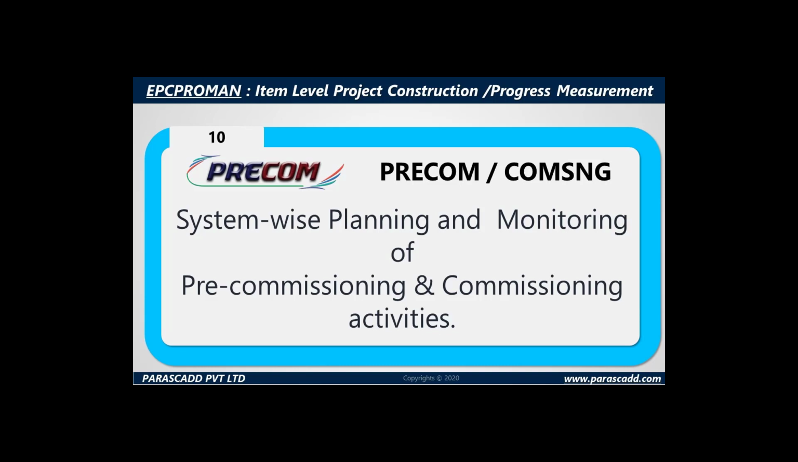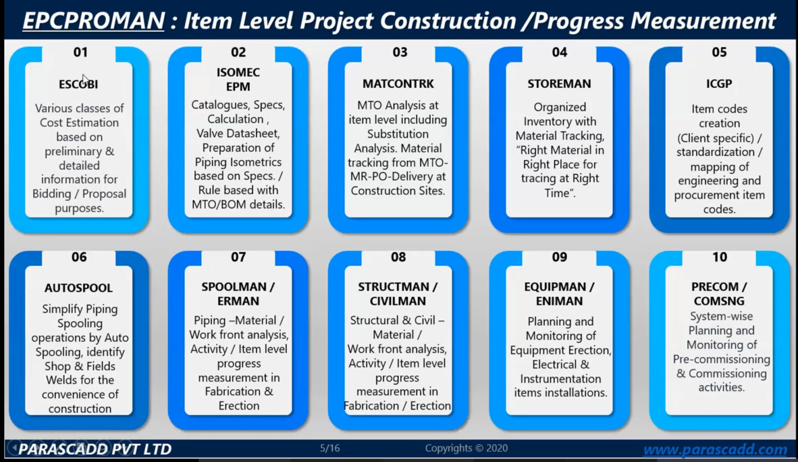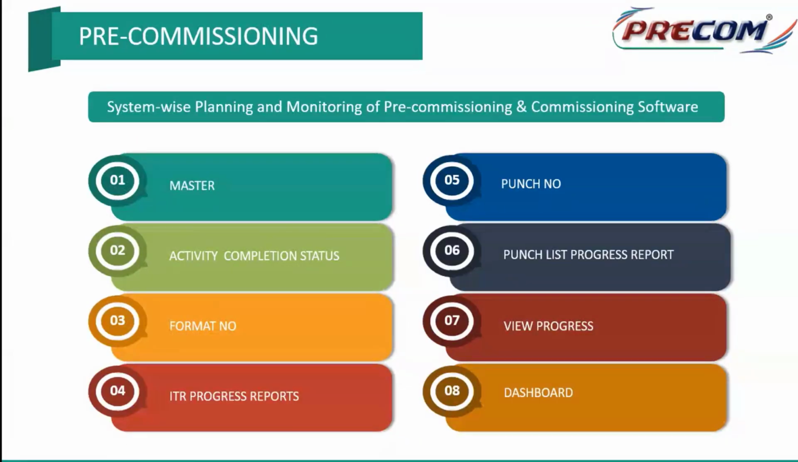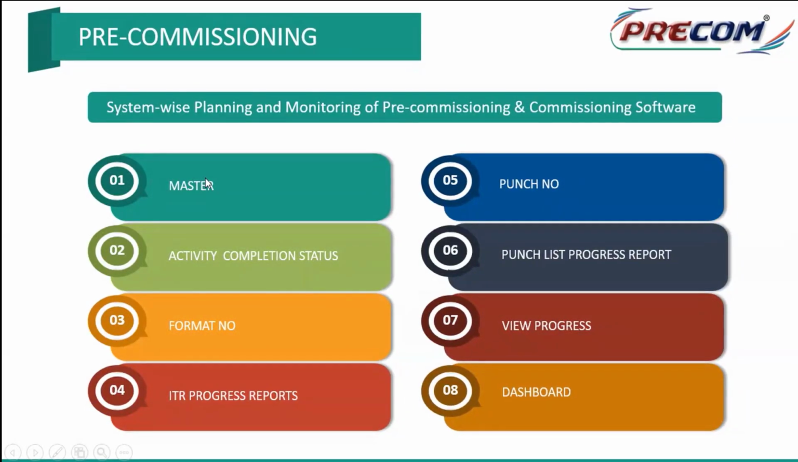In VPC Proman, we have 10 modules. The 10th module is pre-commissioning and commissioning. In the pre-commissioning module, we have a basic workflow where there is an area for maintaining the masters.